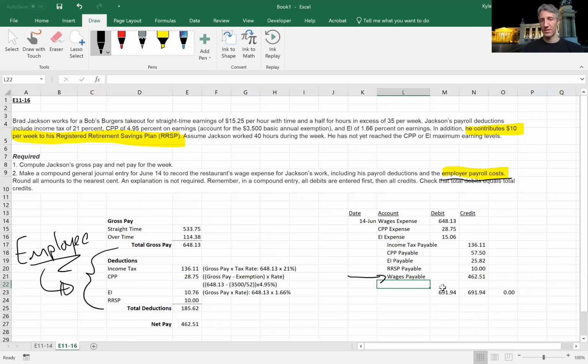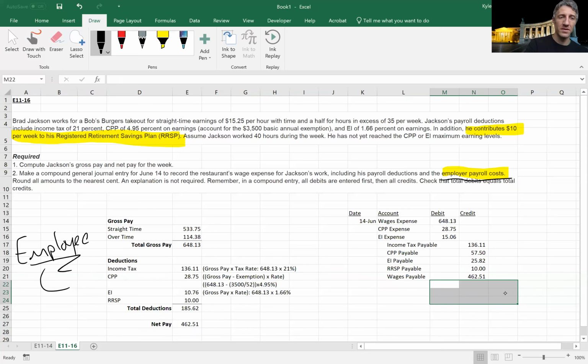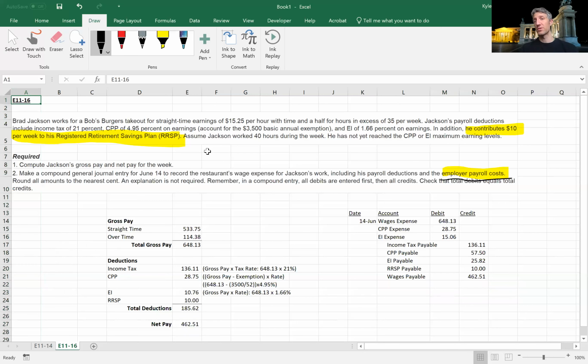Okay, so let me just erase this to clear anything up and make it a lot better for us. And there we go. So this was problem E1611 from the Pearson workbook.